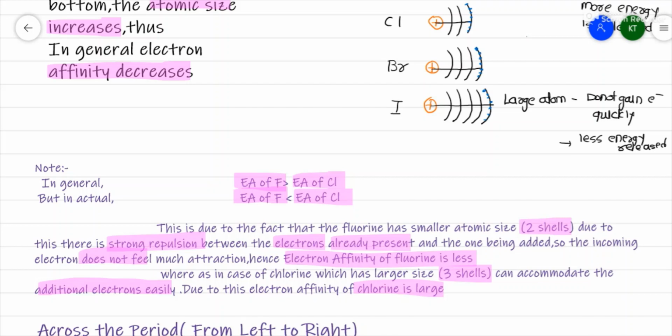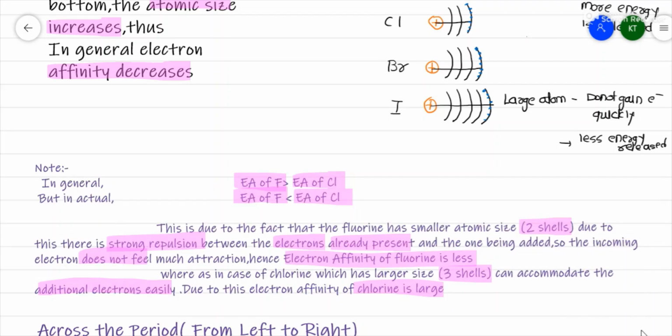Okay, hope you have understood this. Just keep this concept: a nucleus has to pull the extra electron inside. But if the nucleus is busy controlling the repulsion between the existing electrons, it cannot pull the extra electron easily. That's what happens in the case of fluorine.